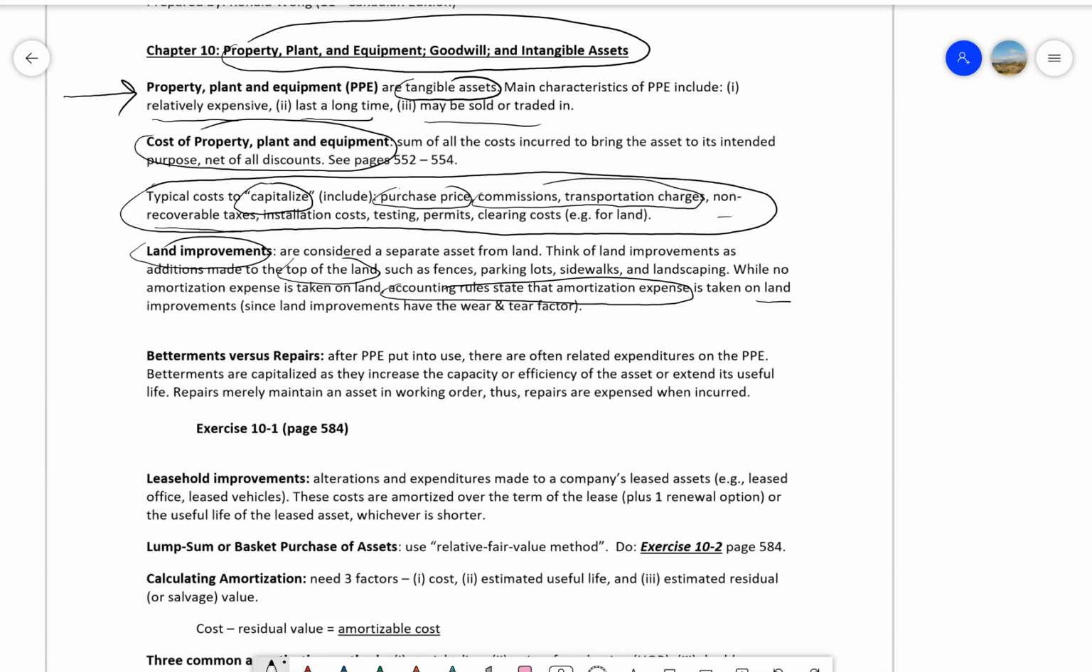And so land improvements would be things such as fences, parking lots, sidewalks, landscaping, lighting. Those are things that go on top of the land, and we record them as land improvements, and we do take amortization expense. Whereas land, we do not take amortization expense.